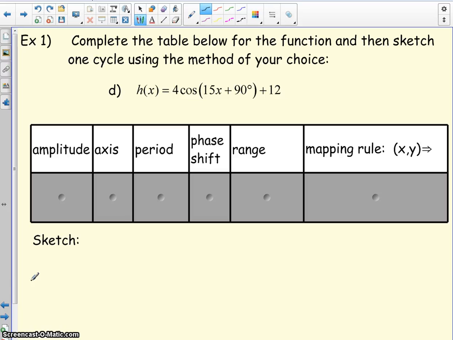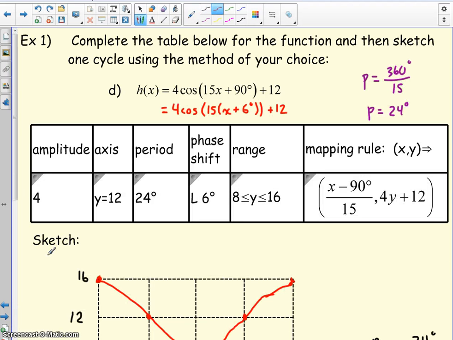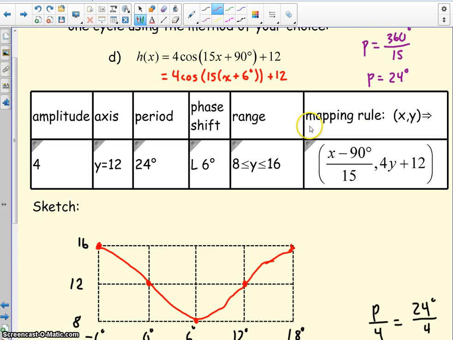Okay, so take a look and check your values here. Now, in order to get the phase shift, I have to factor out the k value of 15. So when I factor out the 15, I get x plus 6 degrees. X plus 6 degrees means we're shifting left 6. For the period, I did 360 divided by k, which was 15. 360 over 15 gives me 24 degrees.